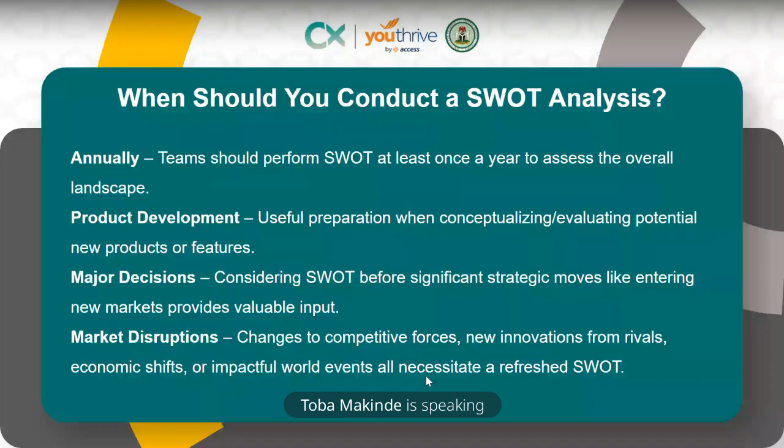Market disruptions: changes in competitive forces, new innovations from rivals, economic shifts, impactful world events. For example, when COVID-19 happened, you want to run a SWOT analysis, or when something happens that changes the dynamics of how you operate in your region. It could be anything that disrupts the market. It's necessary for you to run a SWOT analysis, and that analysis will help you know what direction we can then take. All right.